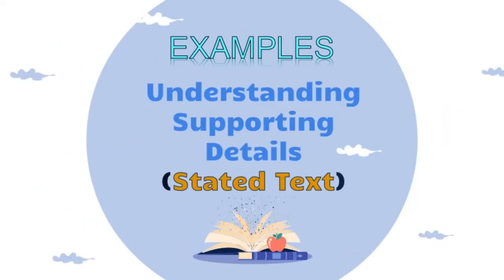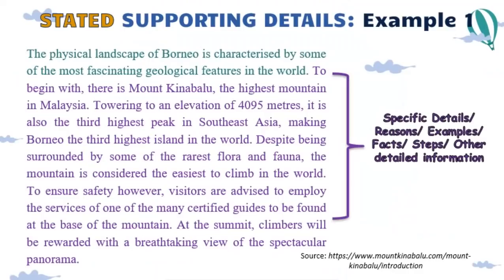Let's look at some examples to understand supporting details in stated text. Let's look at example 1. I'm using the same text that I used when I was explaining about understanding main ideas. Now, in this text, the main idea is the first sentence of the text. The physical landscape of Borneo is characterized by some of the most fascinating geological features in the world. The second sentence onwards, which are written in purple font, are the details that further develop or explain the physical landscape of Borneo.